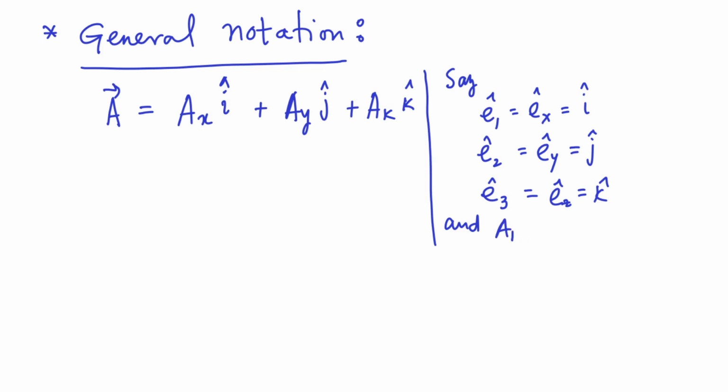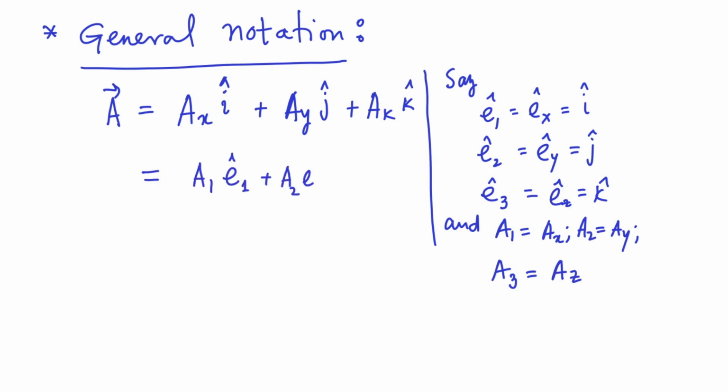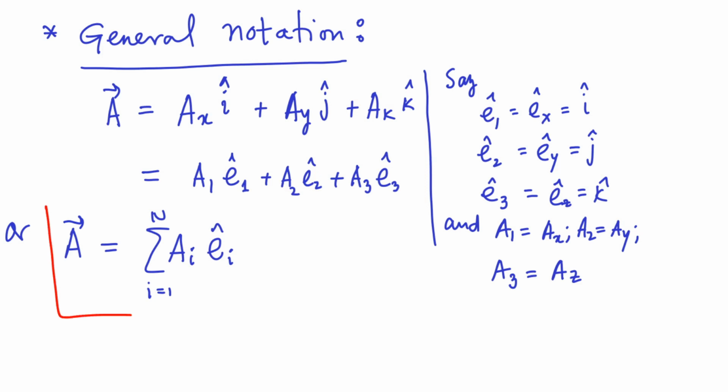And let us now denote the ax component of the vector to be a1, the ay component to be a2, and the az component to be a3. Then we can express the vector as a1 times e1 cap plus a2 times e2 cap plus a3 times e3 cap. Or we can write the vector A as a summation over i from 1 to n of ai times ei cap.